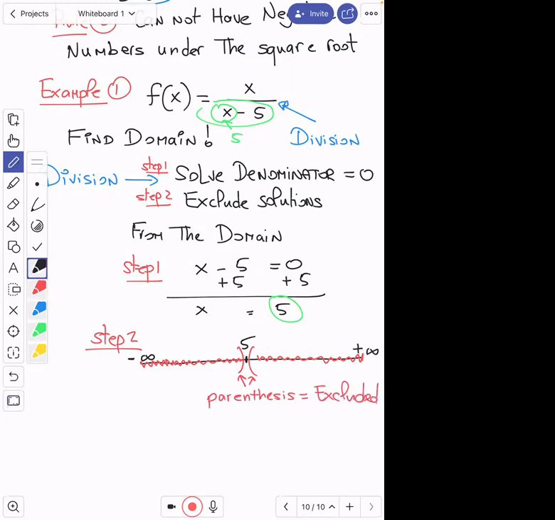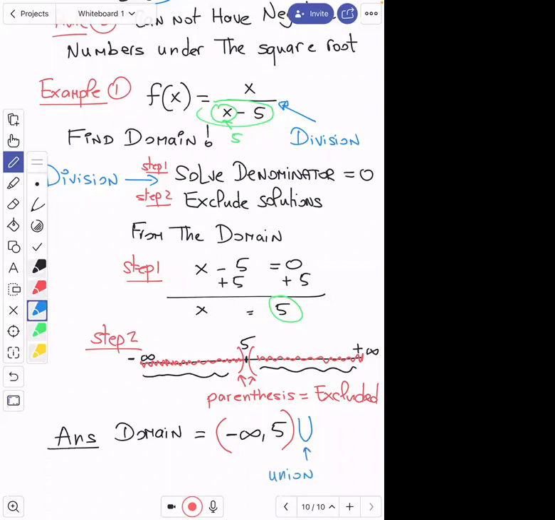So the answer to this problem: my input x can be any real number except 5. Here you have two intervals. The first interval goes from negative infinity to 5, so negative infinity, comma, 5. We use parentheses for 5 because we are excluding 5. Infinity is always excluded because it's not a real number, so I use parentheses with infinity too. The second interval goes from 5 to positive infinity, 5 excluded, of course. For the union, I'm going to use the capital U. The capital U here means union.